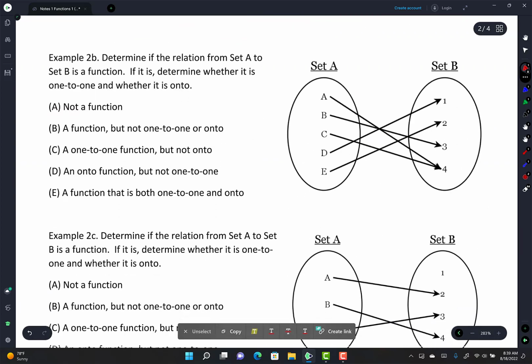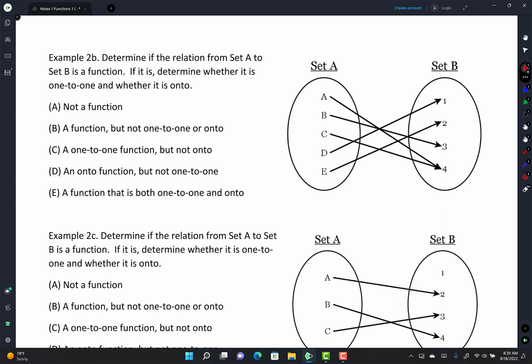So example 2B, it's the same question. It says, determine if the relation from set A to set B is a function. If it is, determine whether it is one-to-one and whether it is onto. So first thing I do is I look to see if every element of B is used. It is. So it is onto. Then I'm going to check that every element of A has 1 little stick coming out of it. It is.